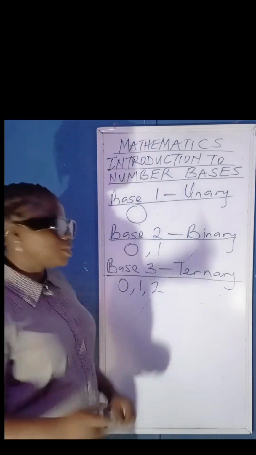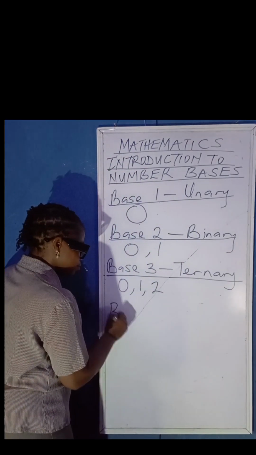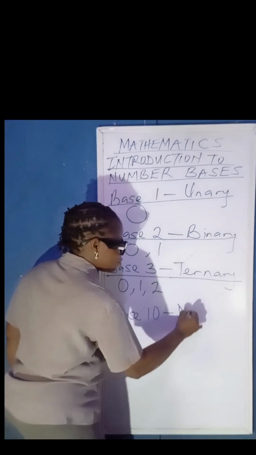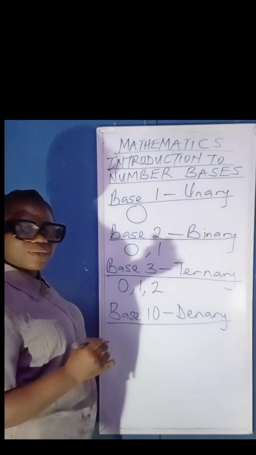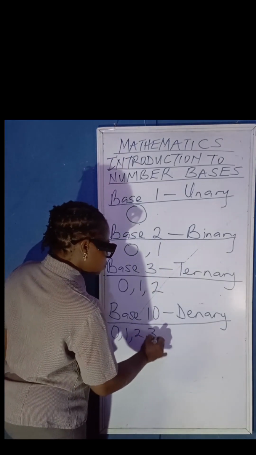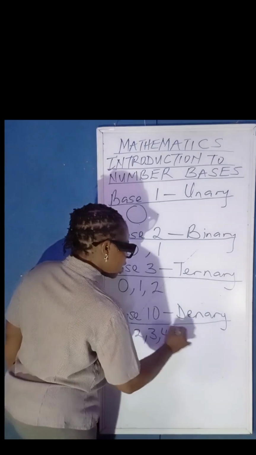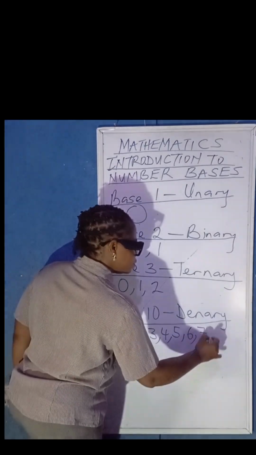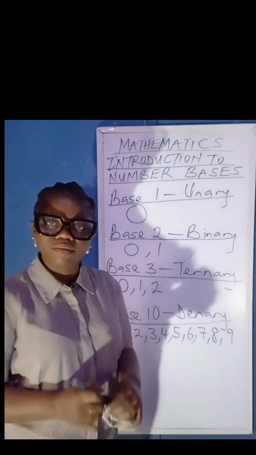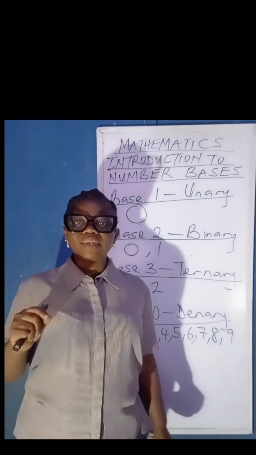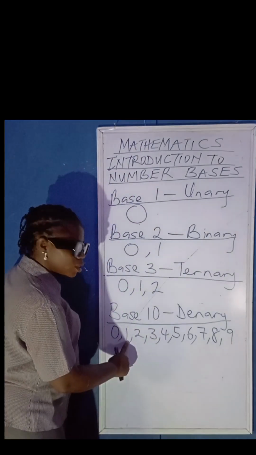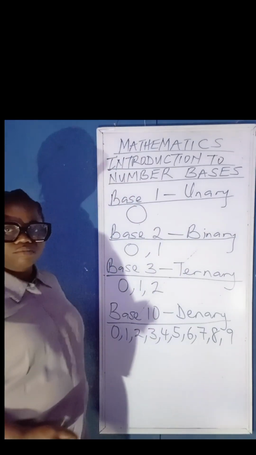So let's keep counting up and look at base 10. Base 10, that is denary. The digits under base 10 are 0, 1, 2, 3, 4, 5, 6, 7, 8, and 9. These are the digits in base 10. What we call 10 in base 10 are 2 different digits, which is 1 and 0.